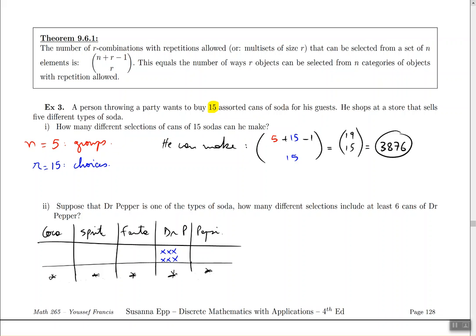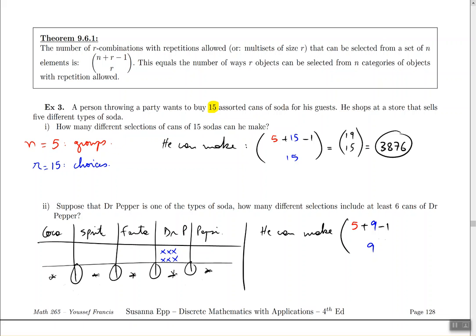But basically, what does he have? He's got 9 stars, and he's got 1, 2, 3, 4 slashes. In other terms, what he is dealing with is this. He can make, this time there are still 5 groups of soda: Coke, Sprite, Fanta, Dr. Pepper, and Pepsi. However, he's no longer choosing 15 cans of soda. He's only choosing this time 9 cans of soda, because the 6 have been predetermined. They have to be Dr. Pepper. And then choose 9.